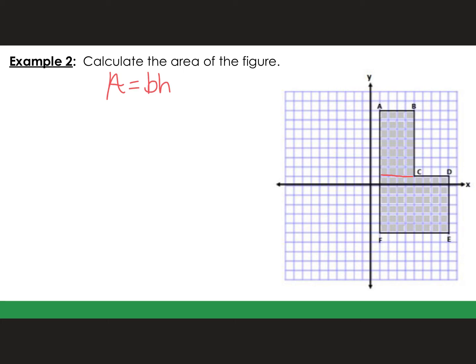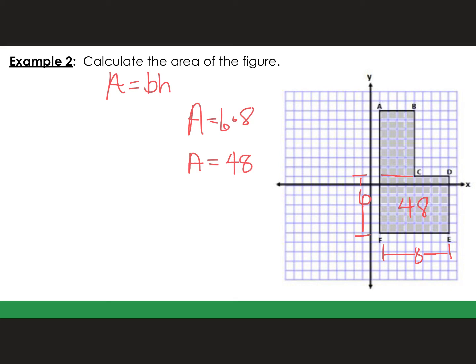So we'll start with the one on the bottom. So it's 6 from here to here. And 8 from here to here. So if I plug that into my formula, area equals 6 times 8. So the area of the one equals 48. So we'll write 48 there.